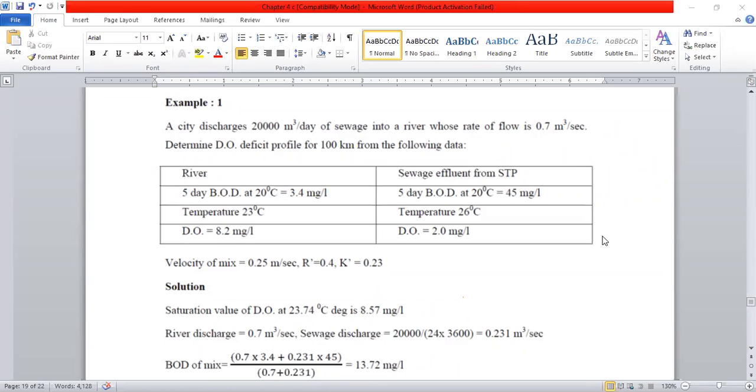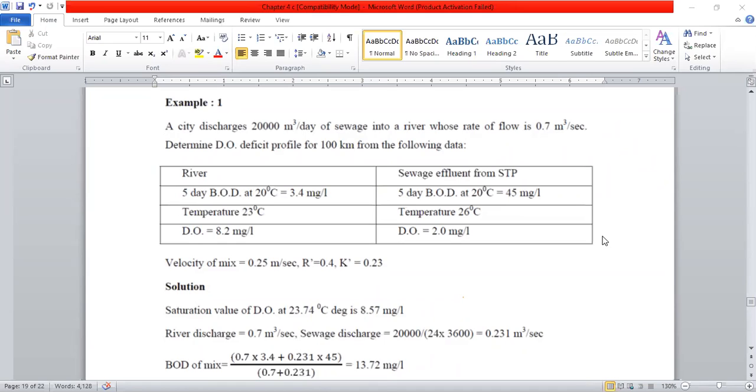Okay, if you want to write down, you please write down simultaneously. A city discharges 20,000. For the GATE exam also, almost 1 or 2 questions will be there from BOD, and consequently questions will be there on this topic. So those who are preparing for GATE should understand this concept properly and write it properly.